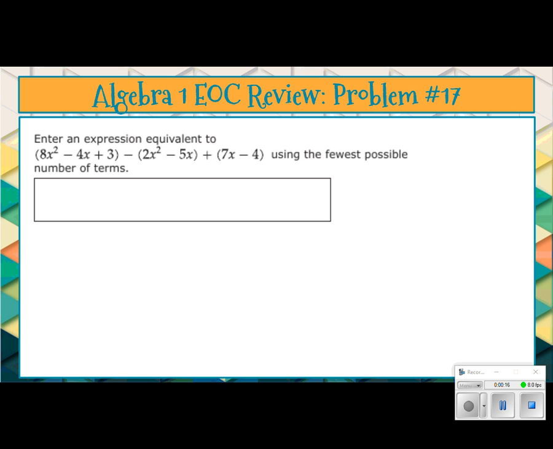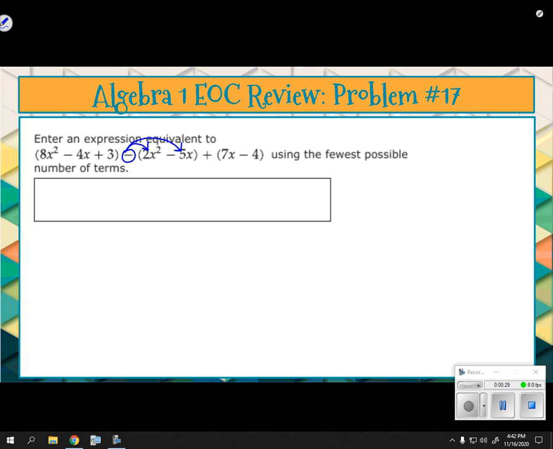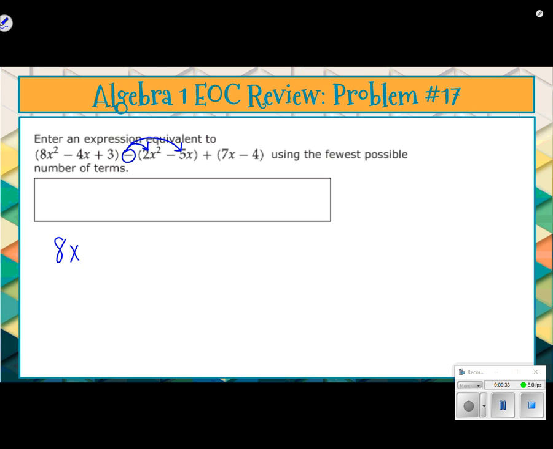All right, they want us to simplify this polynomial, combining like terms, getting the fewest possible number of terms. So I am going to distribute this negative here into the second parenthesis. You could distribute a positive, but distributing a positive one isn't going to do anything. So I'm going to have 8x squared minus 4x plus 3 minus 2x squared plus 5x plus 7x minus 4. The goal is to get rid of all the parentheses and then combine like terms.